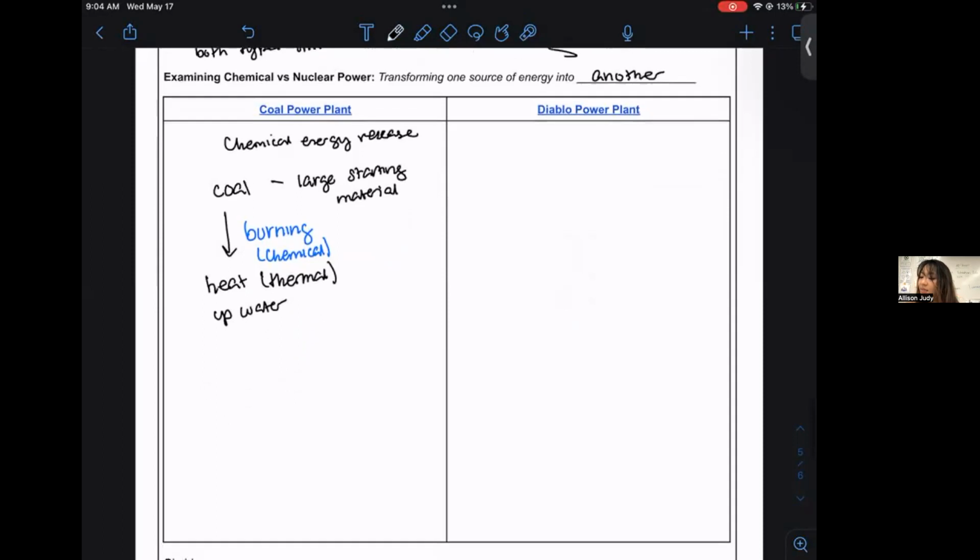And from that steam, what you get is a steam that is then put through a turbine. It powers a turbine. So that steam powers a turbine. That's kinetic energy. That thermal energy has now been transformed into kinetic energy to push the turbine.